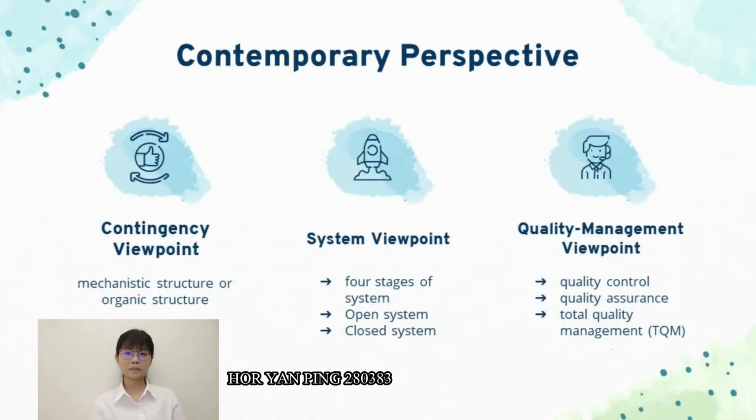After that is the contemporary perspective, which includes the system viewpoint, the contingency viewpoint, and the quality management viewpoint. The system viewpoint defines the organization as a system of interrelated parts that operate together to achieve the same purpose. The four stages of the system are input, transformation process, output, and feedback. An open system is a system that interacts with the external environment continuously to take input and transform it into output, while a closed system interacts less with the external environment.